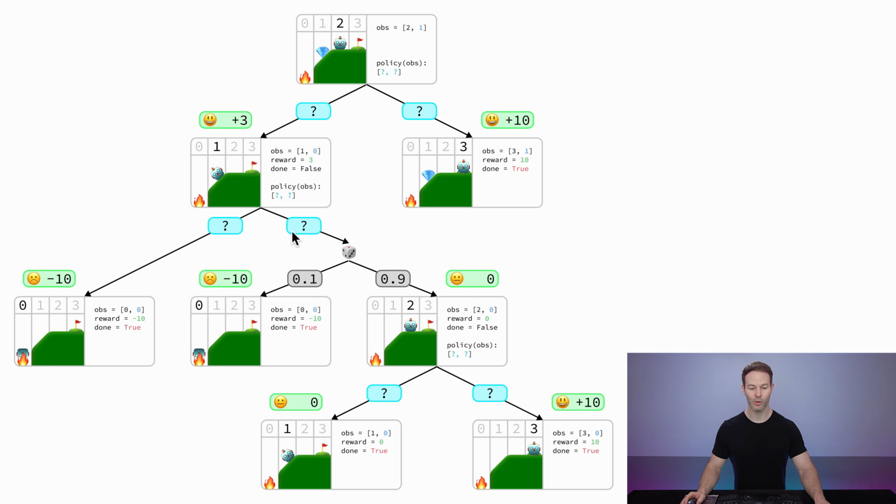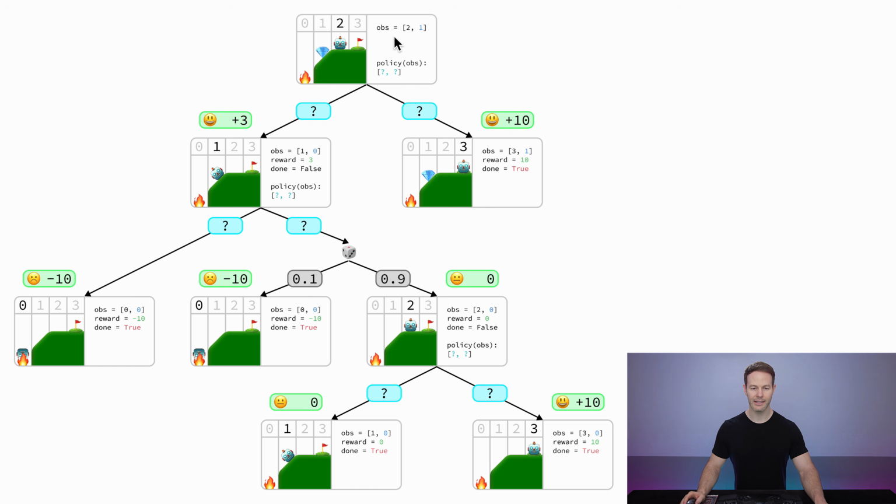However, if we go right, we'll have a 90% chance of making it back up on top of the hill and a 10% chance of slipping and falling back in the fire pit. And once we're back up on the hill, we can either go left to end up on the side of the hill or go right to make it to the flag and get the final reward of +10. So you'll see the rewards we'll get in each state in these green boxes here.